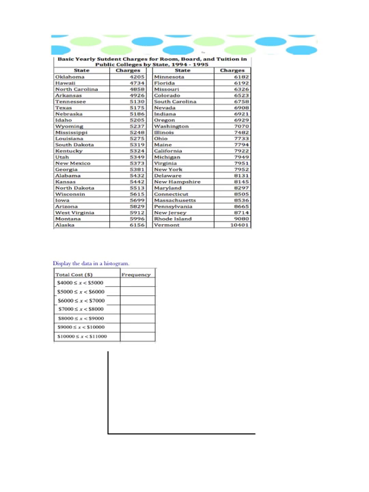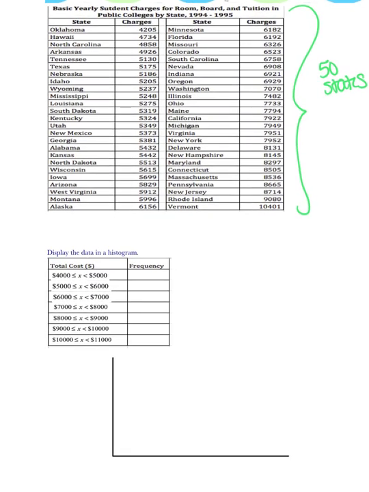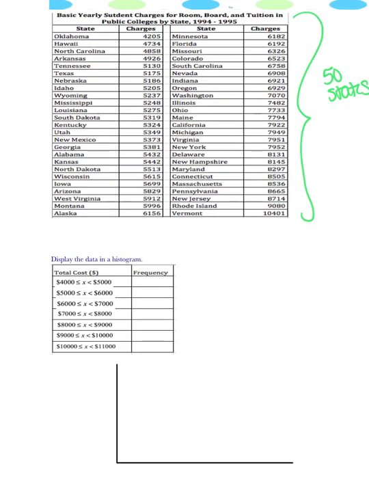All right, so let's take a look at some data, and let's talk about how we might make our own histogram. So here I have basic yearly student charges for room, board, and tuition in public colleges by state, and this is in the year 1994 to 1995, so I'm going to assume that academic school year. You can see that these are in ascending order, which is nice, and I can see that there's exactly 50 states because it's an even number. So I'm looking at 50 states, 50 total data points, with Oklahoma having the cheapest charges and Vermont having the highest. So you can see I have a frequency table here where I'm going to display my data and do the frequency.